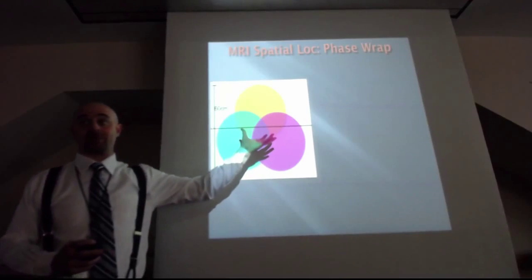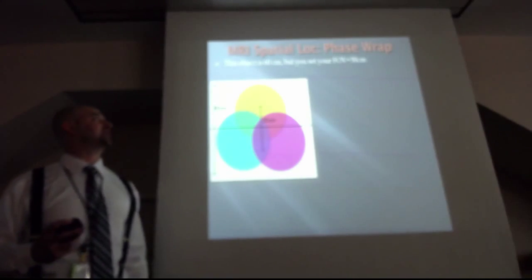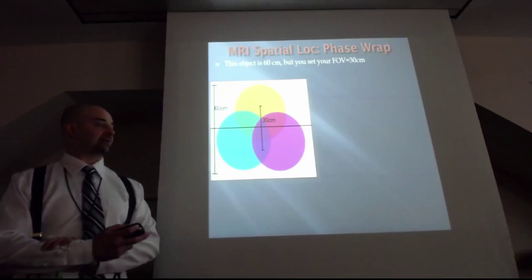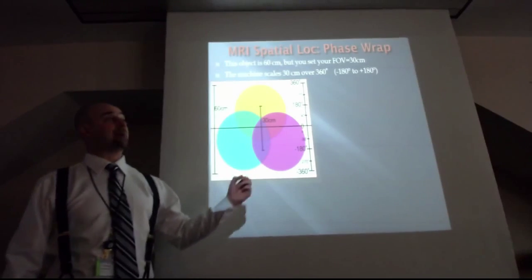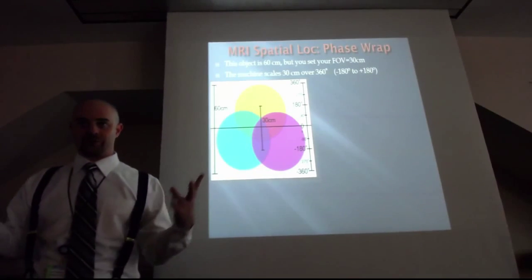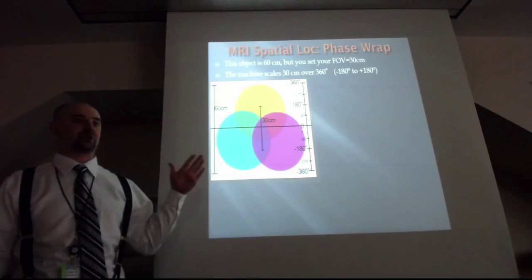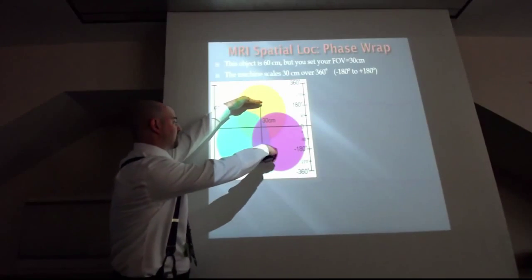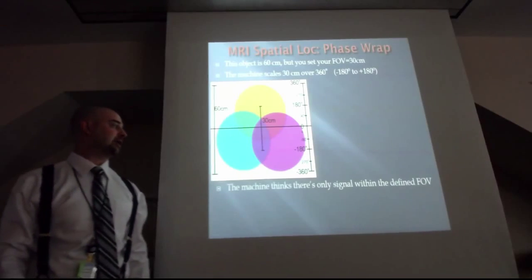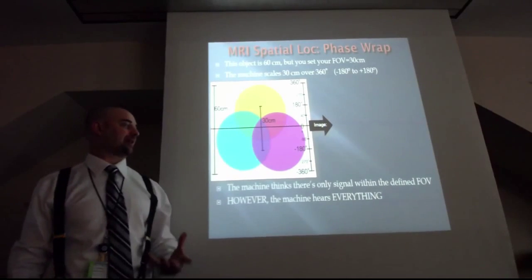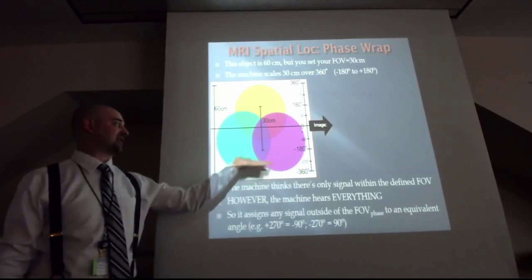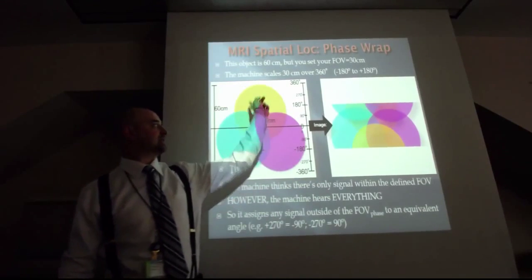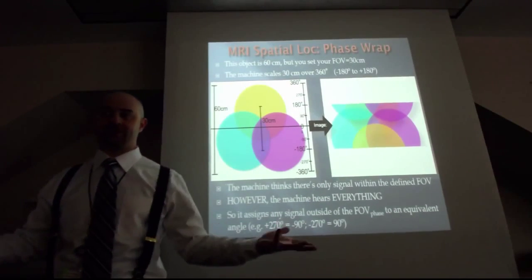Let's just say this is something in real space, these three colored balls. The object is going to be 60 centimeters from top to bottom, but you, foolhardily, set your field of view to 30 centimeters, okay? Now that means the machine is going to scale its 360-degree field of view over 30 centimeters in real space, so basically from negative 180 to positive 180. You basically told it there's only stuff from there to there. So what's going to happen? Well, it's still going to hear everything. So it has to assign that stuff to somewhere. So the bottom wraps in from the top, and the top wraps in from the bottom. And that's what phase wrap is, and what it looks like.